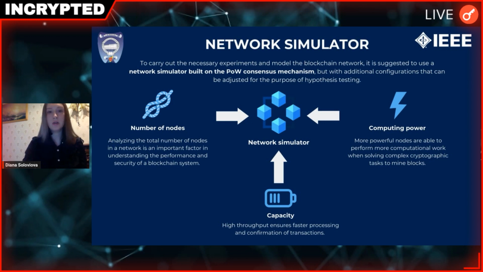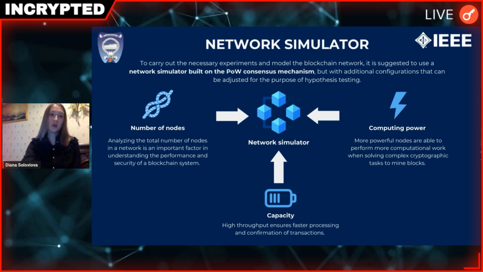To carry out the necessary experiments and model the blockchain network, it is suggested to use a network simulator built on a proof of work consensus mechanism with additional configuration that can be adjusted for the proposed hypothesis being tested. So during the development, we should consider such characteristics of a proof of work network.